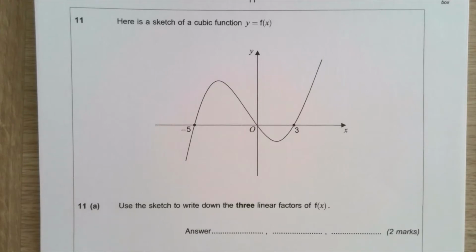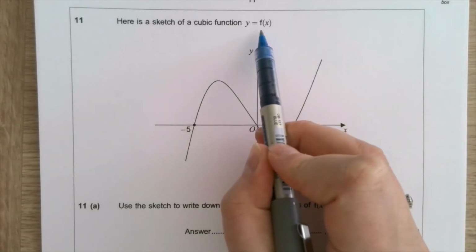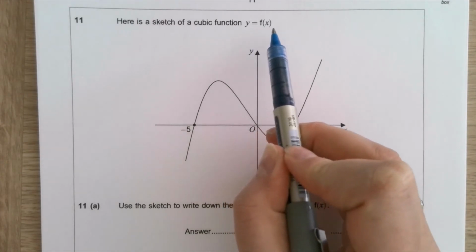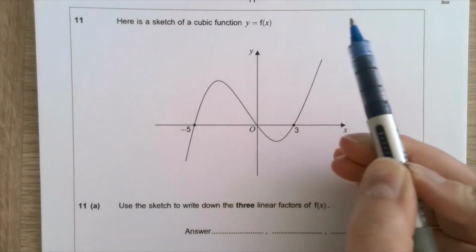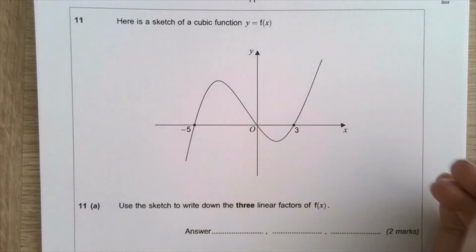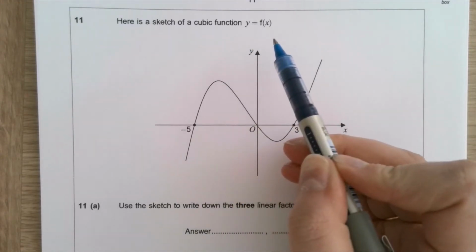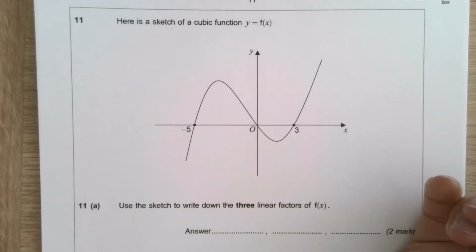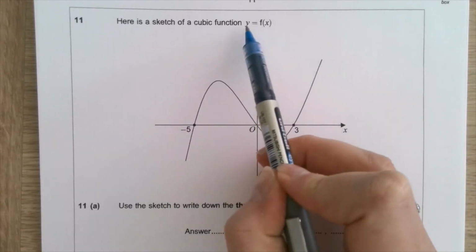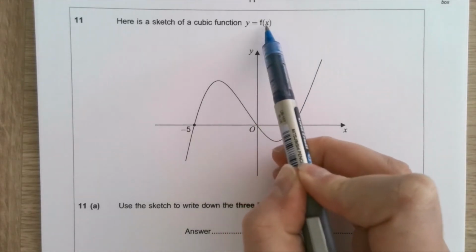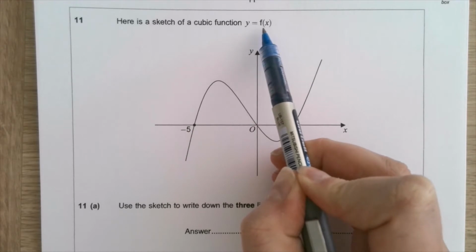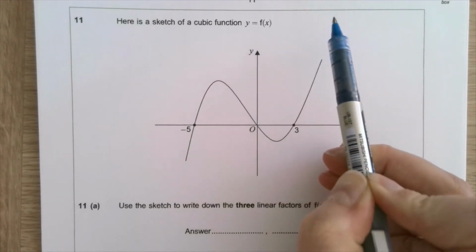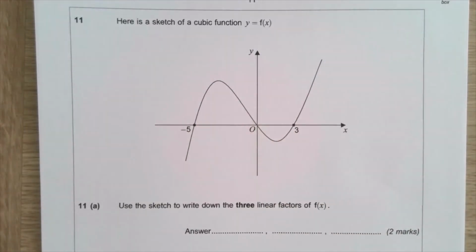Here is a sketch of the cubic function y equals f of x. So all that means is y equals x cubed plus x squared plus x plus a number. Not necessarily in that form, it could just be x cubed plus 3x squared. It could be 2x cubed minus 4x plus 1. Basically, it's a function of x, so y equals x cubed something. The reason I know it's cubed is because it says cubic function.